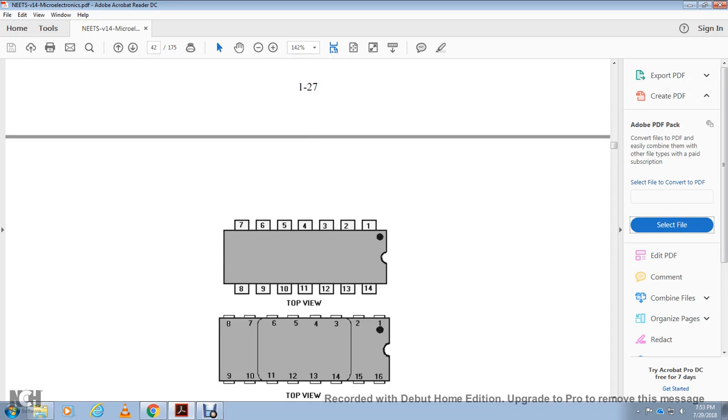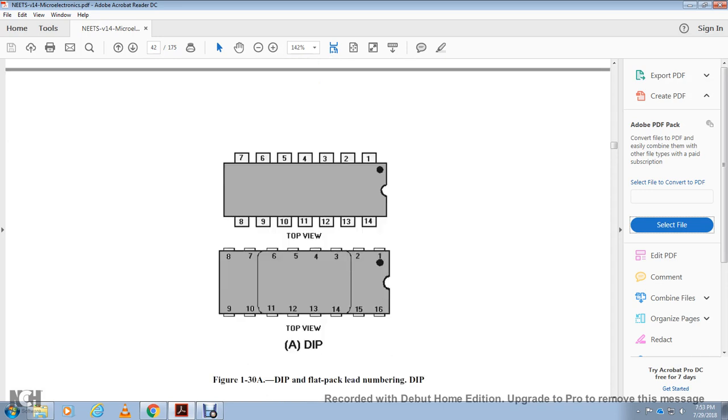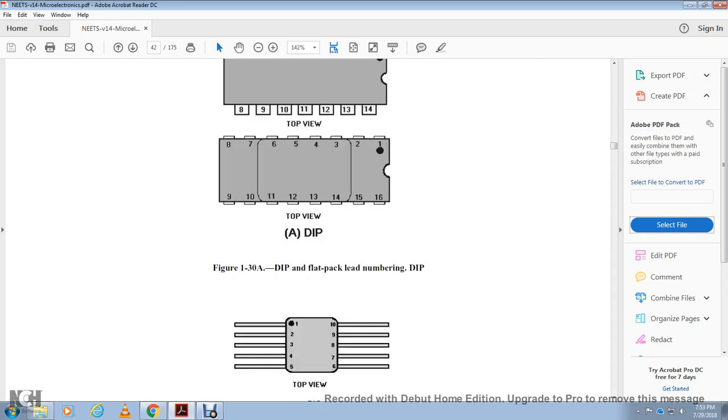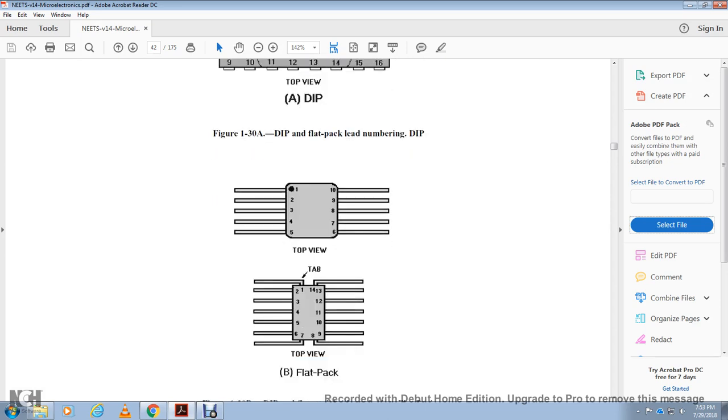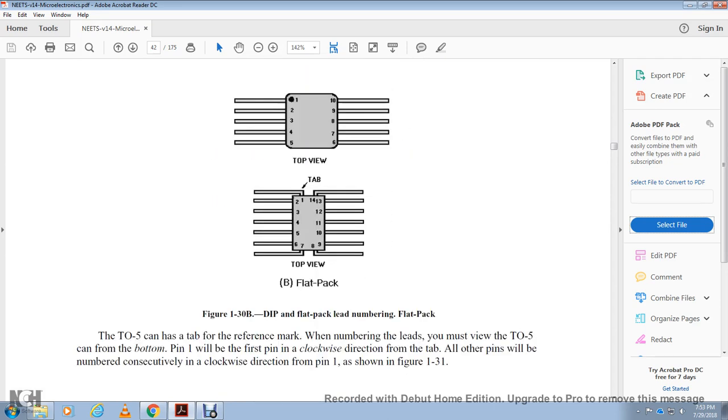Alright, these show the pins 1 through 14. Top view, dual inline package, flat pack, leading number. Top view, tab 1 through 14, flat pack, dual inline package, flat pack, leading number.